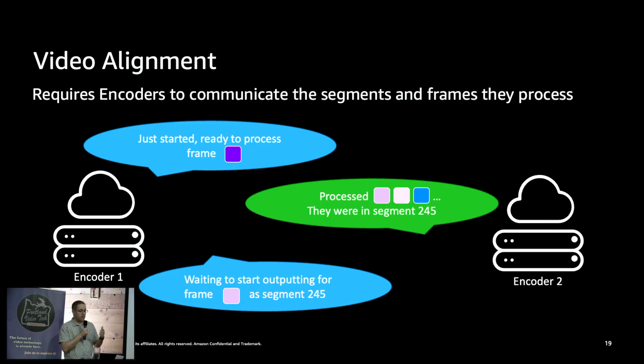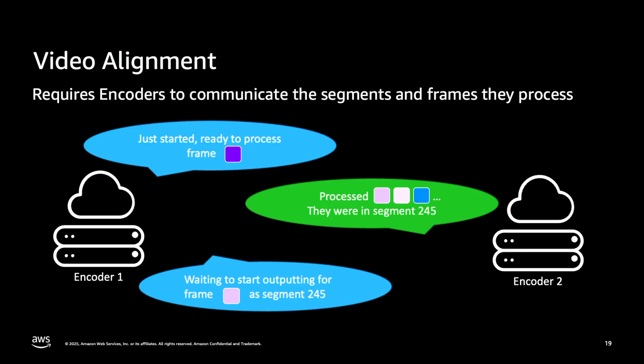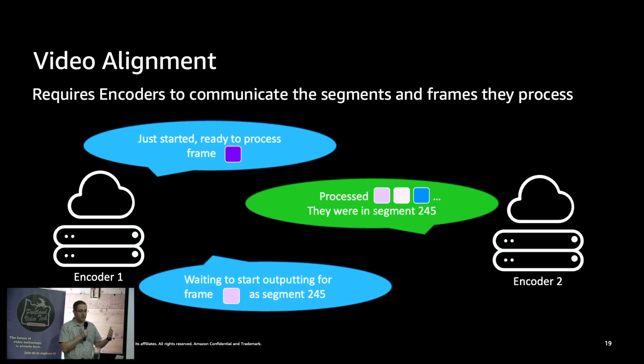And my partner encoder is going to say, I processed the light purple, the kind of flesh-colored, and the blue all into segment 245. And we're going to take those frames and that information about the segment, and we're going to look in encoder 1 at the frames that were processed and go, great, I can find the frame that I'm processing and figure out where it should align, and I can therefore figure out I need to drop and again wait to the edge of some segment.